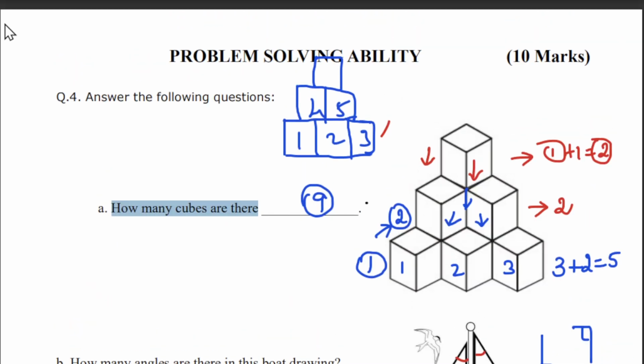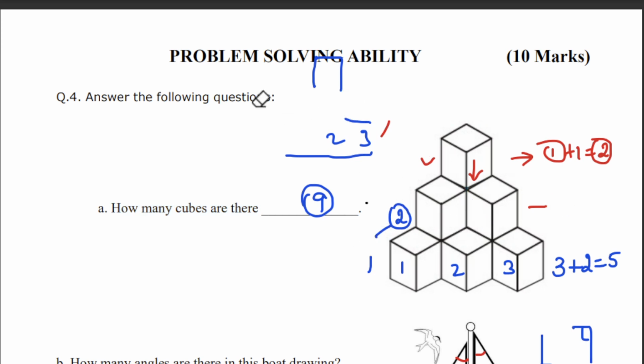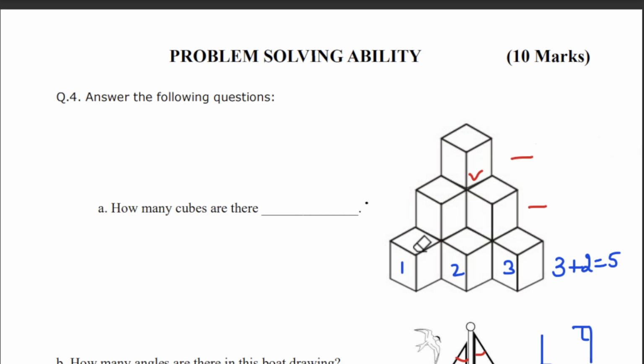Students, I think I need to redo this cube question. Give me 1 minute. I'll erase everything and I'll show you. I think I've made a mistake here. I'll show you another easy way.